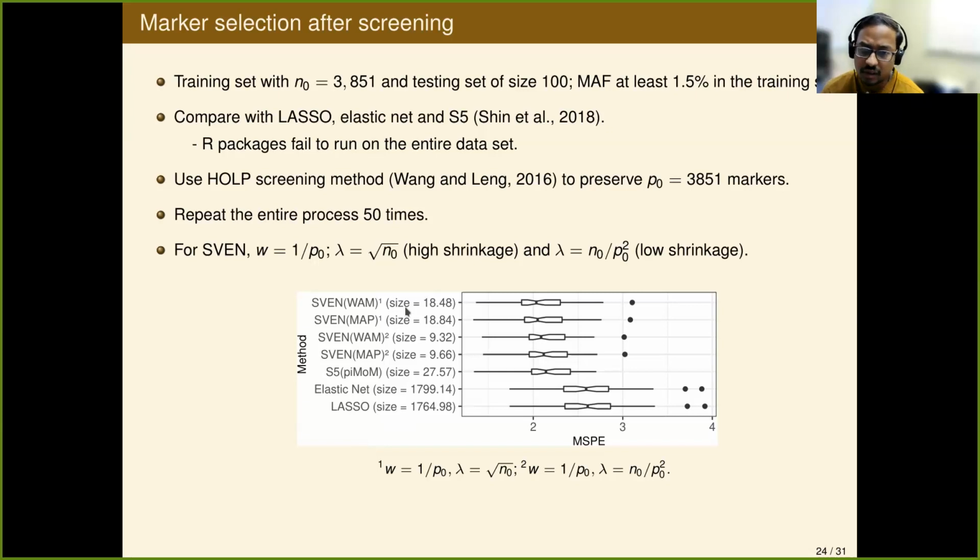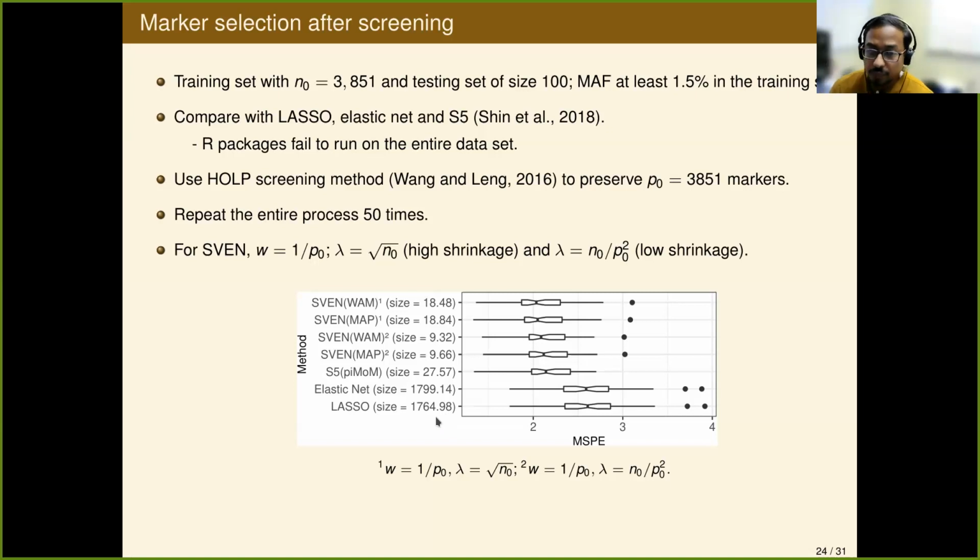Now we chose different sets of tuning parameters just to see the effects, and on average, what we see here is that the top five are the Bayesian methods. The bottom two are the frequentist methods. In general, the Bayesian methods tend to do better in terms of prediction. So we computed the prediction errors on the testing set. They do a bit better on the prediction errors than the frequentist methods. But also, an interesting thing is that they tend to have smaller model sizes than both Elastic Net and Lasso.